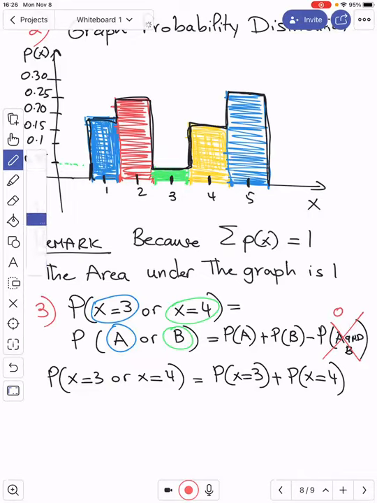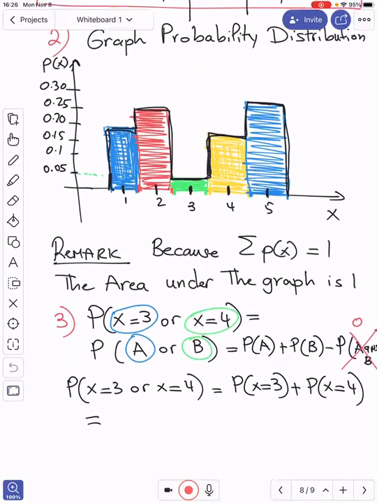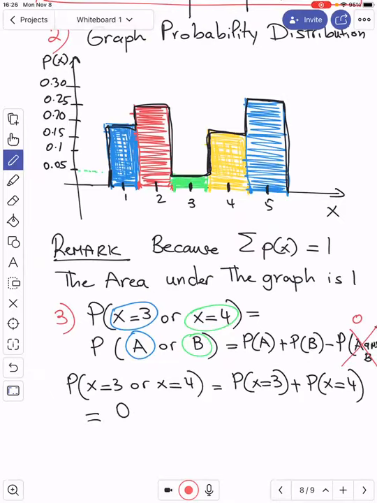So it's just the probability of X is 3, from my probability distribution. As you can see from my probability distribution, the probability that X is 3 is 0.05, and the probability that X is 4 is 0.20. So here the answer would be 0.05 plus 0.20. So that's 0.25, which is of course 25%.